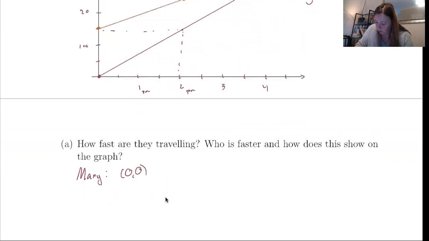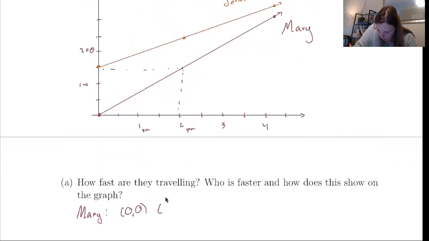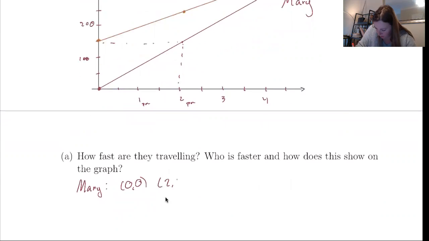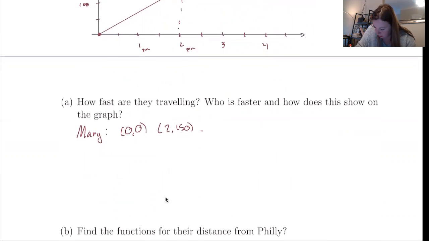It should be like 150, right? If this is miles, that's 200. This is 100. So at 2 hours, she's 150 miles away, right? So I can find her slope. I don't like writing a rock all the time, so I'll just call it M.